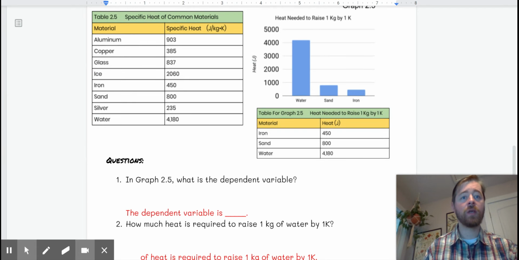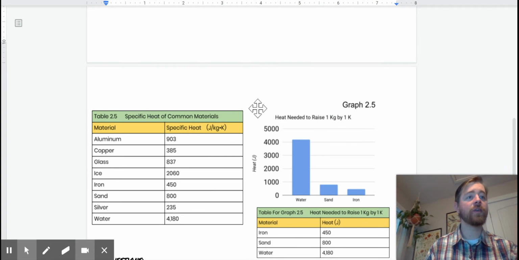Okay. In graph 2.5, what is the dependent variable? All right. So we look here. Here is graph 2.5. We have down here at the bottom, we have water, sand, and iron, 3 different materials. And then we have our heat in joules on the left. Okay, so we read our title, heat needed to raise 1 kilogram of each of these materials by 1 degree. In this case, it's Kelvin, but that works for the same thing.